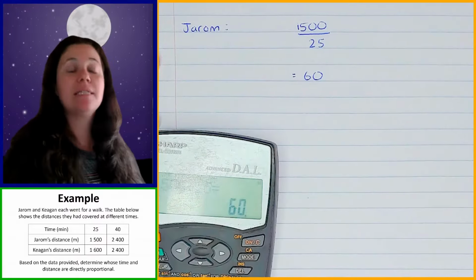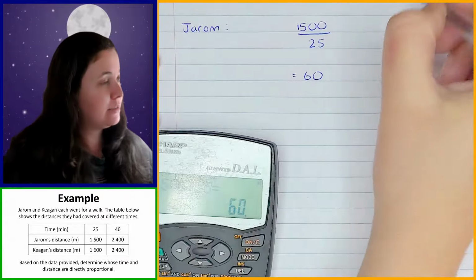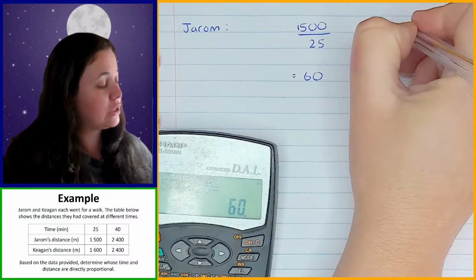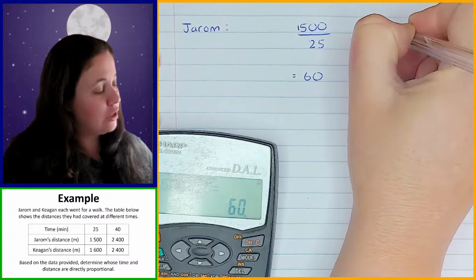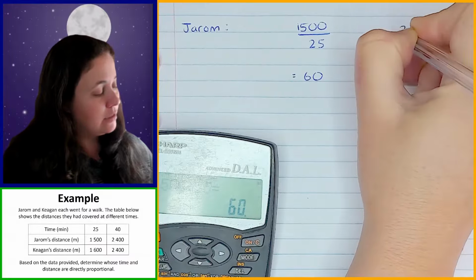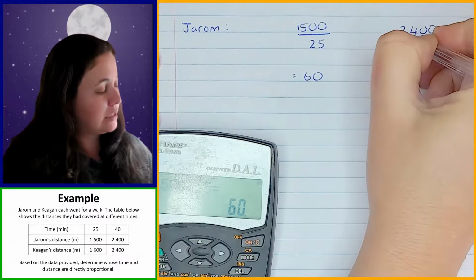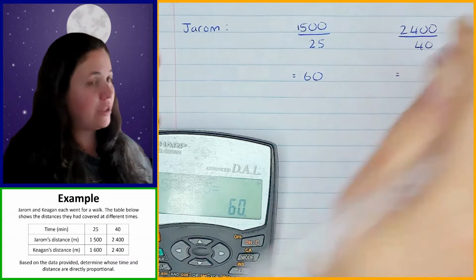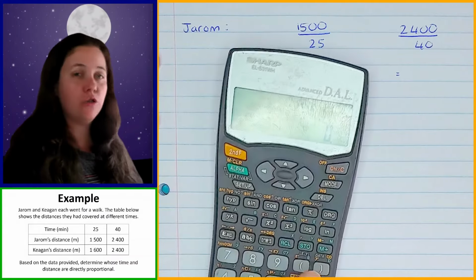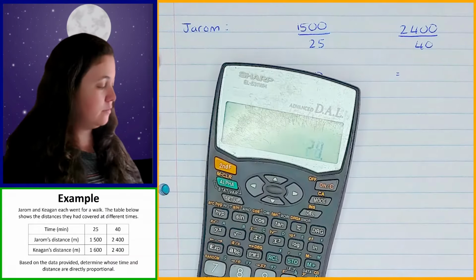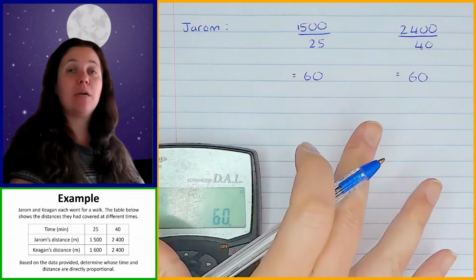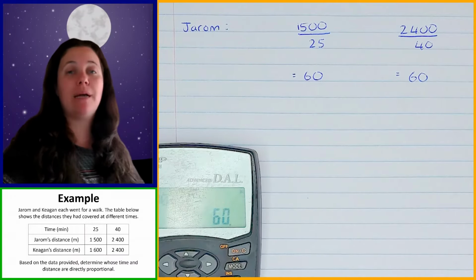Now let's have a look at the second data set. At 40 minutes, he had gone a total of 2,400 meters. So 2,400 divided by 40. And let's work that out. Okay, so 2,400 divided by 40 gives me 60 as well. Okay, so now I've done my calculations for Jerem. We're still going to come back and do our conclusion.